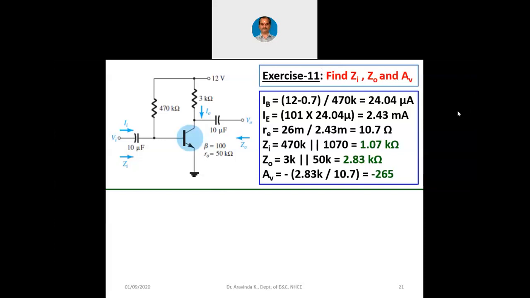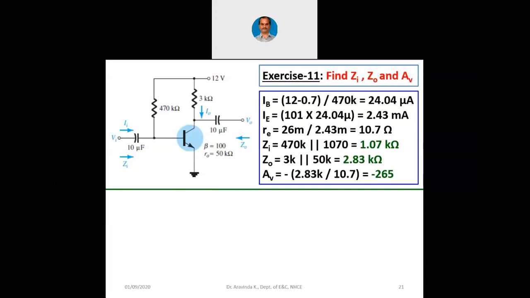We had solved this exercise yesterday regarding the base bias, and we had seen how the input impedance, output impedance and voltage gain are computed. And I was telling you yesterday, ideally any amplifier should have a very high input impedance, very low output impedance, and it should have a very high voltage gain.